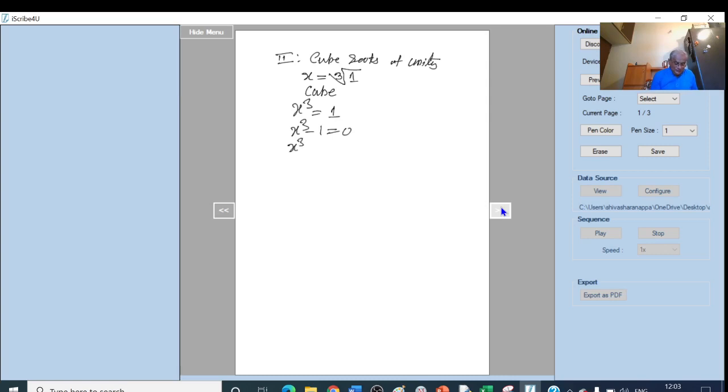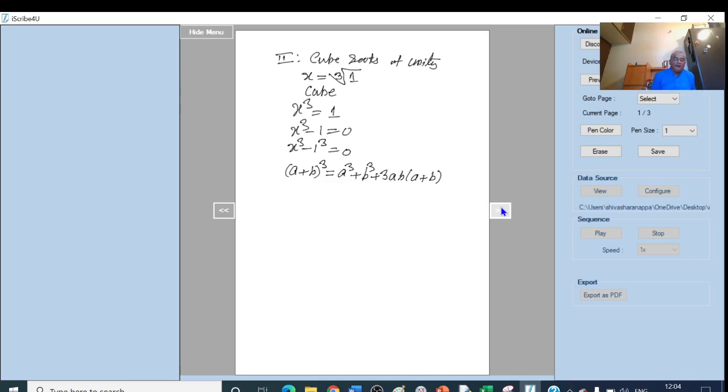And here we write x cube minus, can I write 1 equal to 1 cube? Yes, we can write is equal to 0. This is in the form of a cube minus b cube. And we have, what is a plus b whole cube? This is equal to a cube plus b cube plus 3a square b plus 3ab square, or we write 3ab into bracket a plus b. This is our a plus b whole cube.